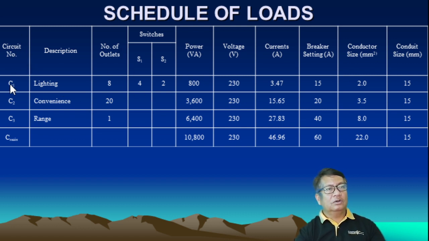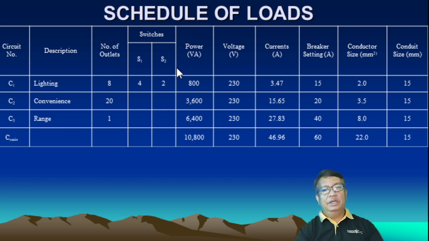The first column here is the circuit number. The second column is the description of the individual branch circuit. Then the third column, number of outlets: the number of lamps, number of convenience outlets, number of special outlets. I include also here different types of switches so that we will be able to summarize how many is one, how many is two, how many is three if there is, and so on and so forth. So that it is easier now to estimate the quantity of the devices that we are going to provide.